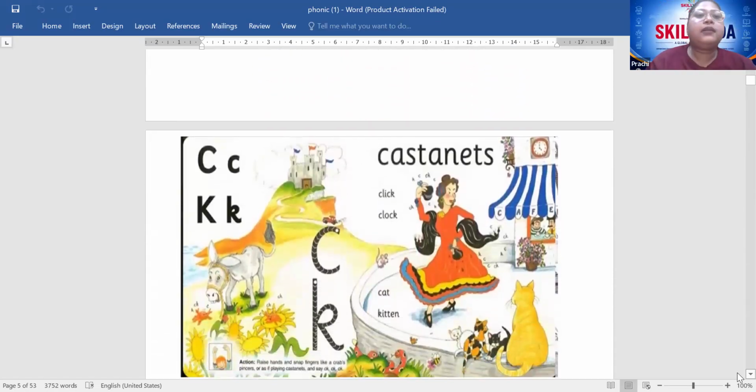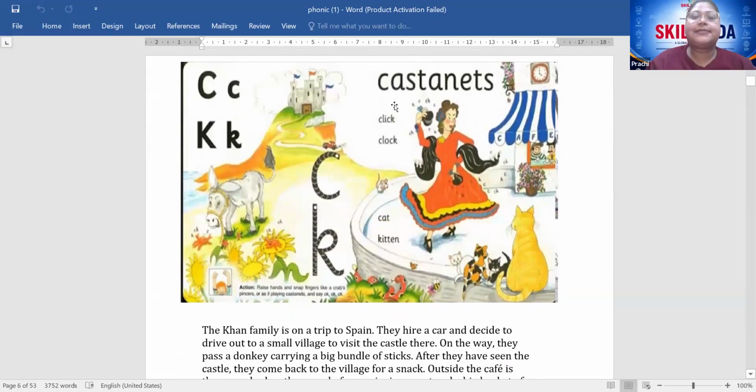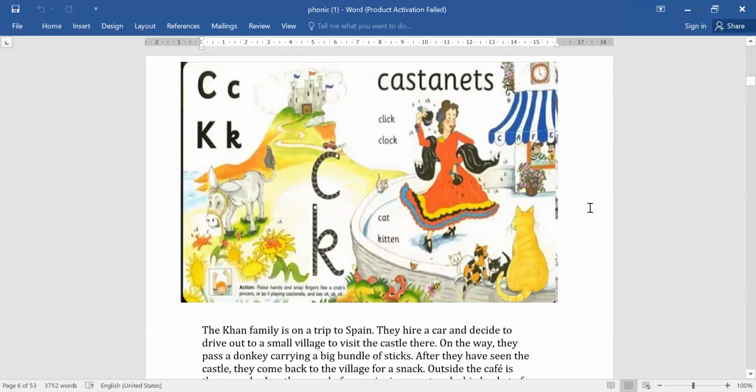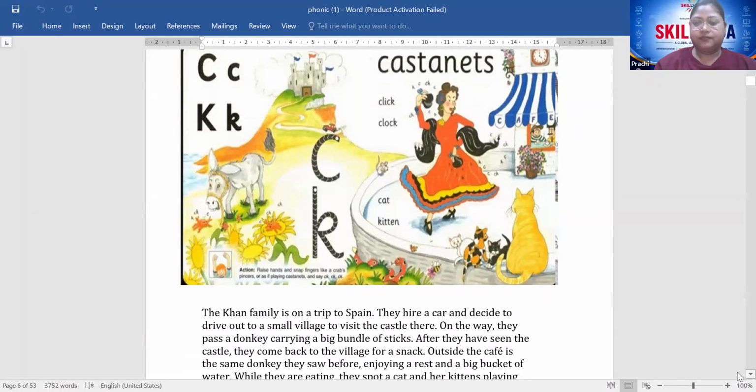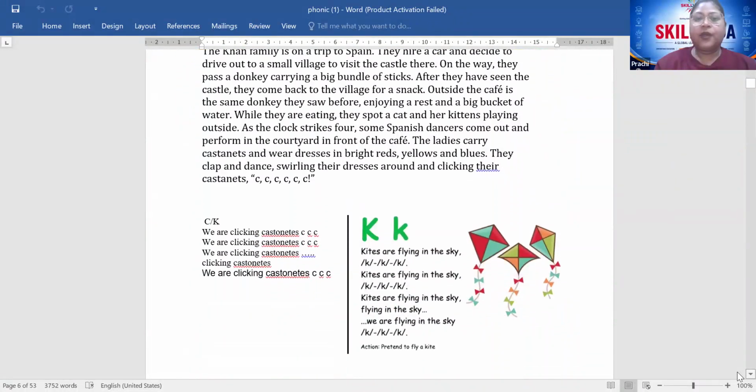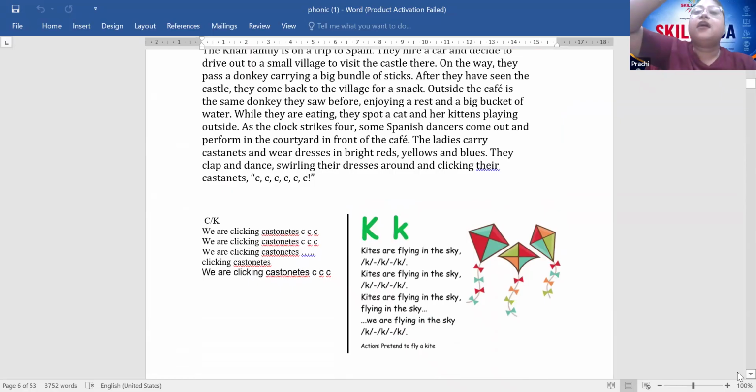Now let's come to letter C. Capital C, small c, and the sound is k, k, k. The action is to raise your hands, snap your fingers, grab your pencil and play the castanets. One, two, k, k, k. We are clicking castanets, k, k, k.